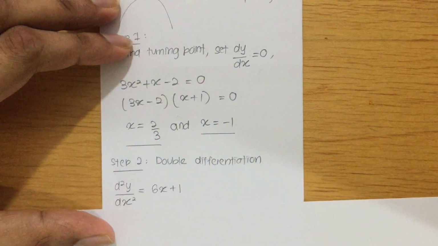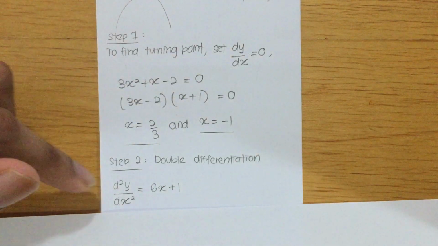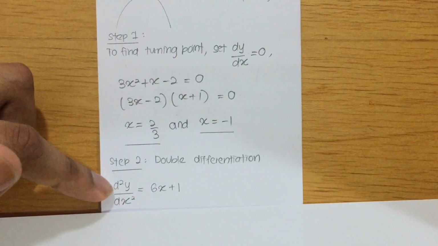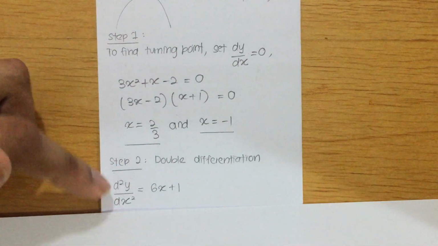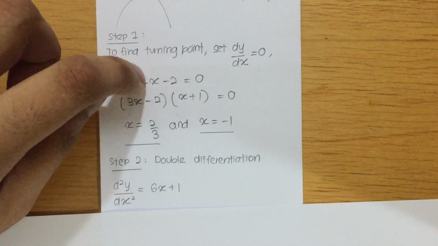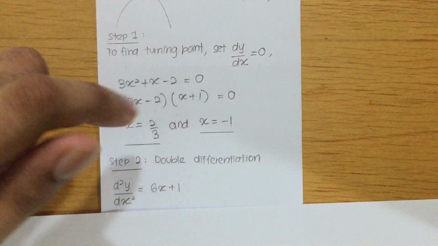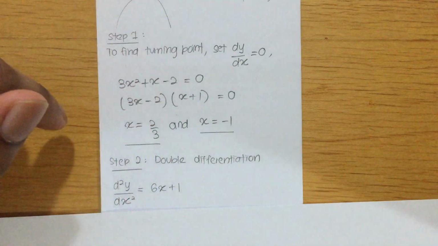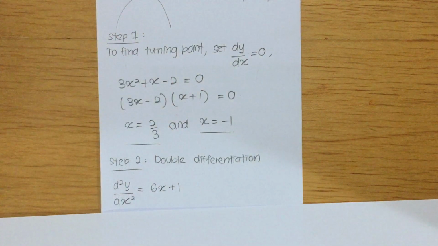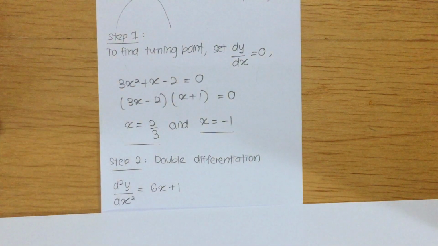Okay, but in this case our dy/dx is 3x² + x - 2. So when you do double differentiation, which is d²y/dx², you should be getting 6x + 1. So you bring the 2 times 3, you times, and then the power you minus by 1. So this x will become 1. So this minus 2, since it is a constant, will be removed away. So d²y/dx² you get is 6x + 1.